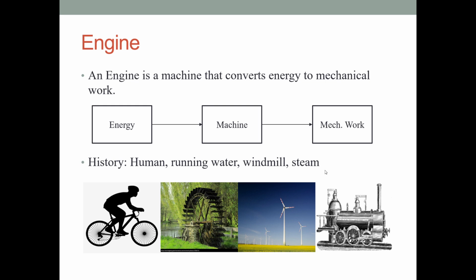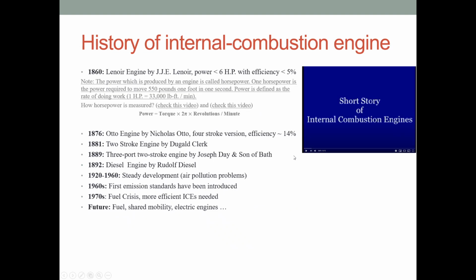One specific type of engine is called the internal combustion engine. An internal combustion engine has a long history. For instance, in 1860, the Lenoir engine by J.J.E. Lenoir had a power of less than 6 horsepower, and its efficiency was less than 5%. So you might ask, what is horsepower? Horsepower is the measure of engine power and was defined as the energy needed to move 550 pounds 1 foot in 1 second. And you can calculate that by multiplying torque by 2 pi multiplied by revolutions per minute.